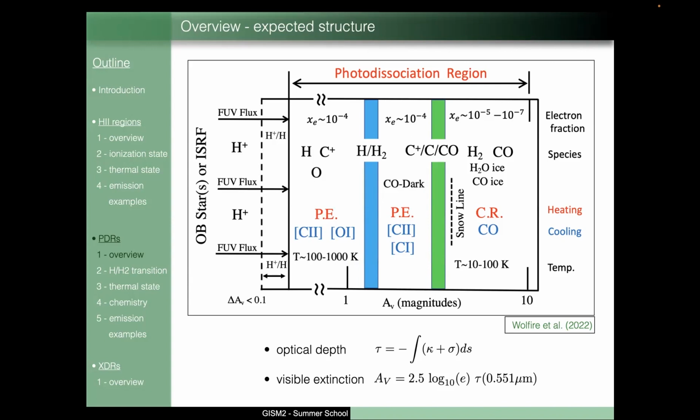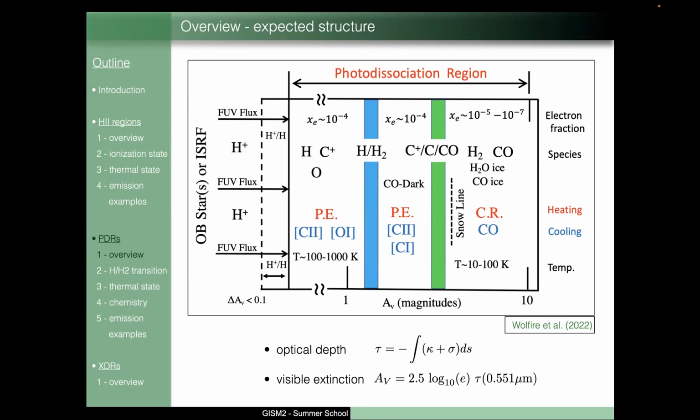Okay, so what we can see in this diagram here is that what we expect for the thermal evolution of the gas is that at the border of the PDR, the gas will be more or less warm, between 100 and a few thousand K. And as the radiation field is absorbed, the gas becomes colder and colder, between 10 and 100 K.